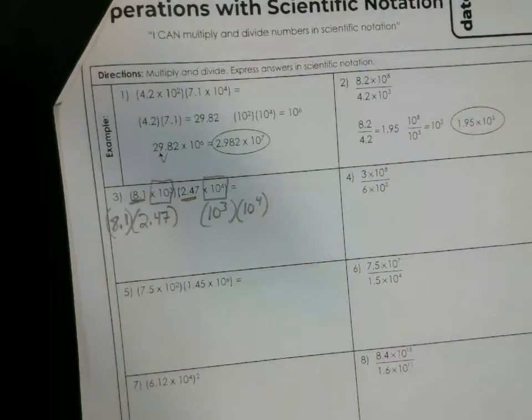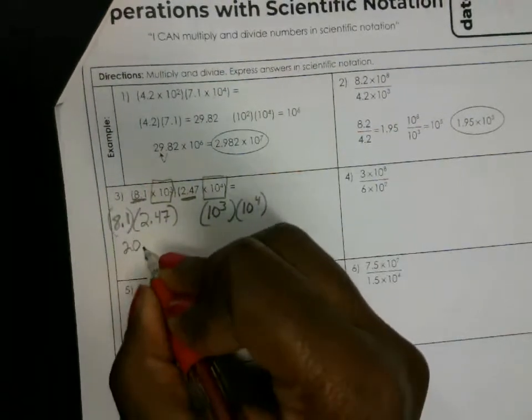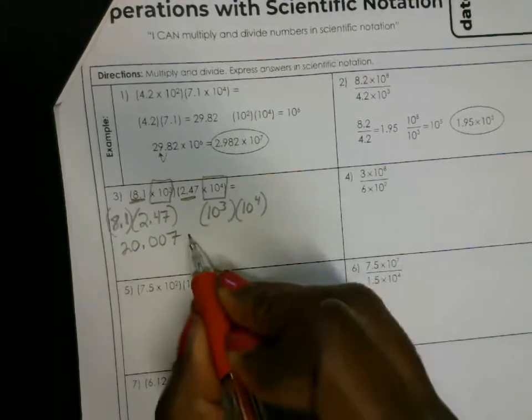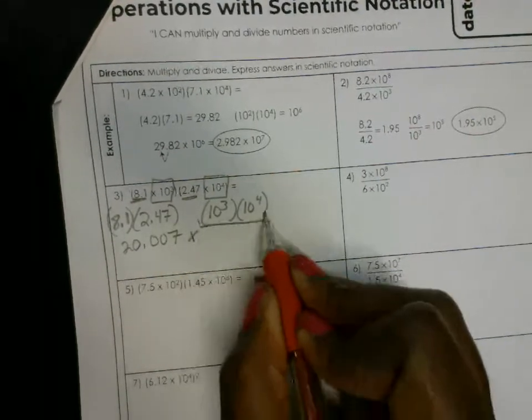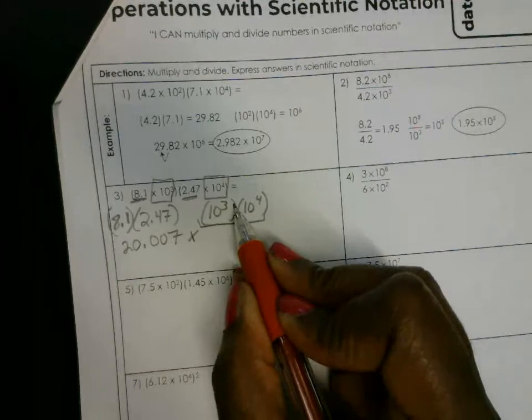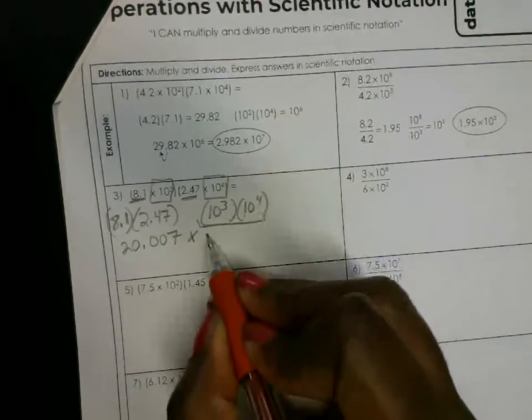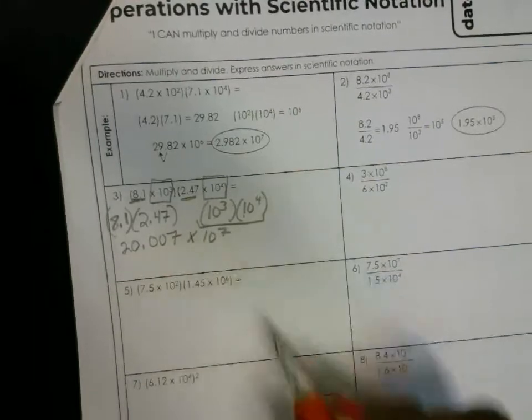Okay. All right. So when you multiply the two numbers together, I'm going to go ahead and type that in. 8.1 times 2.47. That gives you 20 and 7 thousandths. And then let's multiply this. We'll multiply this together. 10 is being multiplied 3 times here. 10 is being multiplied 4 times here. So 10 is going to be multiplied a total of 7 times.